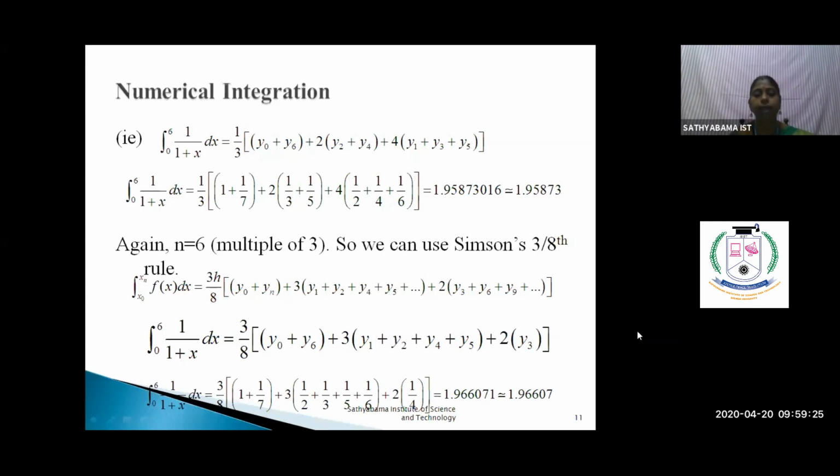Now, can I use Simpson's 3/8 rule? That's the next question, because in that problem, use Simpson's rules, generally, is given. So we have used the trapezoidal rule and Simpson's 1/3 rule also, because n equal to 6 is an even number. So we have used Simpson's 1/3 rule also. Okay.